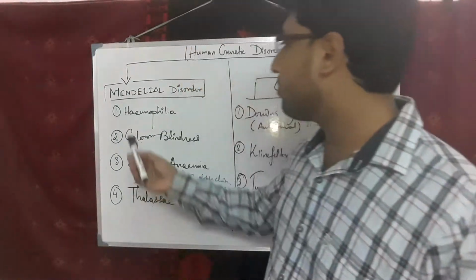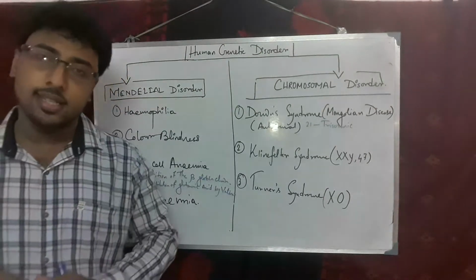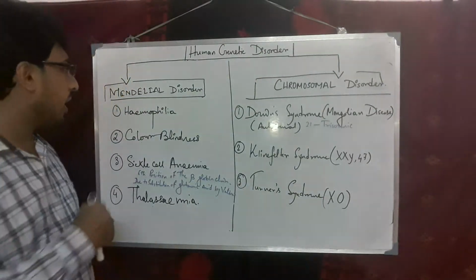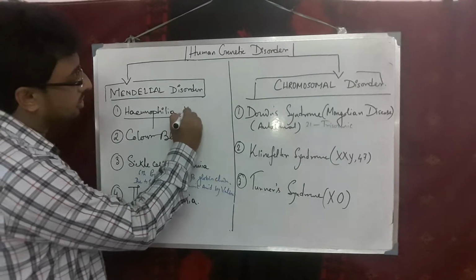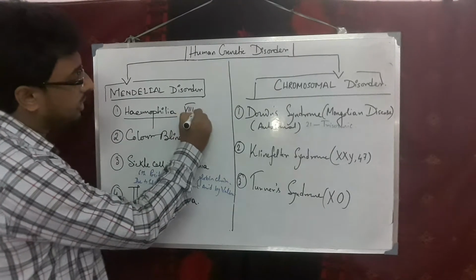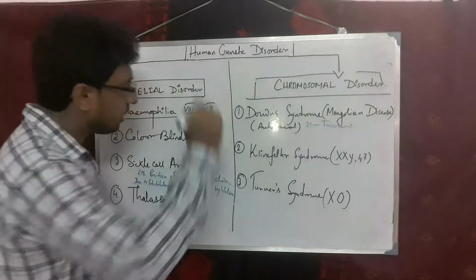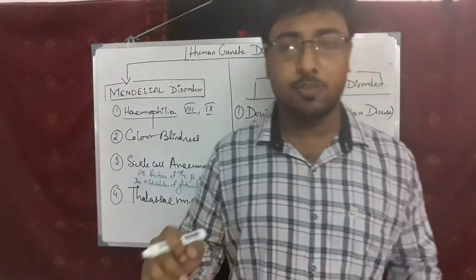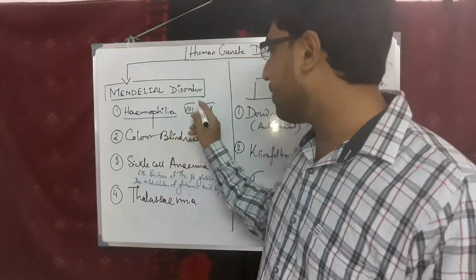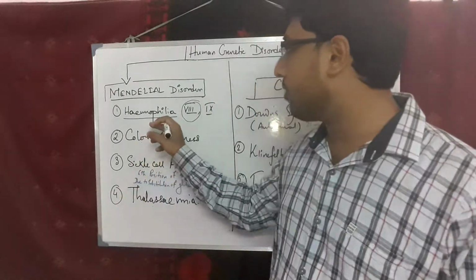So I am starting first with hemophilia. What do you mean by hemophilia? You know that in our blood there is factor 8, that is anti-hemophilic factor, and also factor 9. So if either factor 8 or factor 9 present in our blood does not work, then there will be the disease hemophilia.